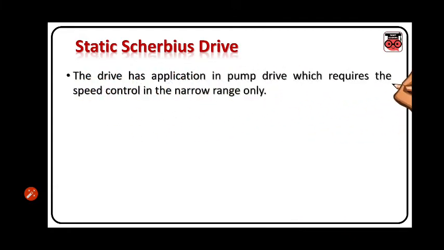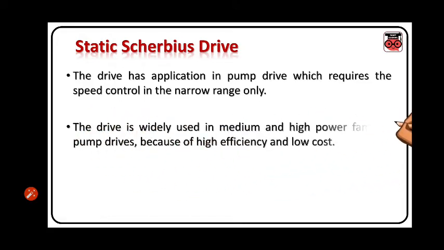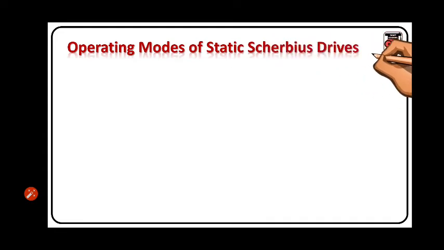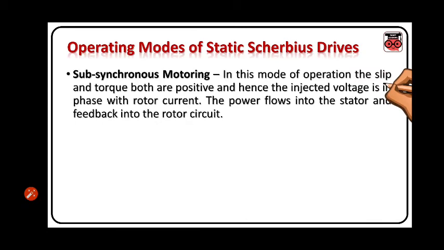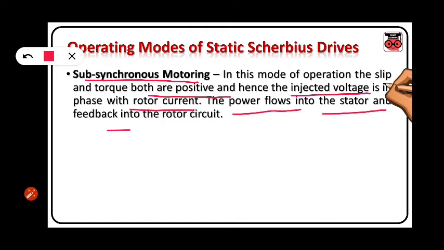The drive has application in pump drives which require speed control in a narrow range only. The drive is widely used in medium and high power fan and pump drives because of high efficiency and low cost. Now, the operating modes of this drive. First mode is sub-synchronous motoring. In this mode of operation, the slip and torque both are positive and hence the injected voltage is in phase with the rotor current. The power flows into the stator and is fed back from the rotor circuit.